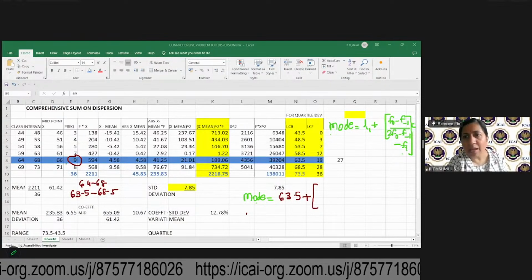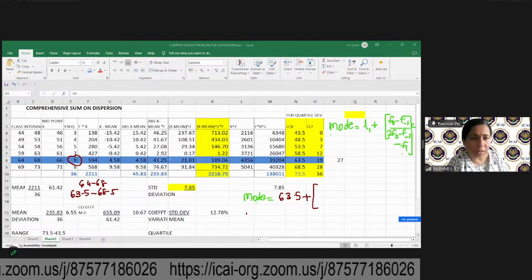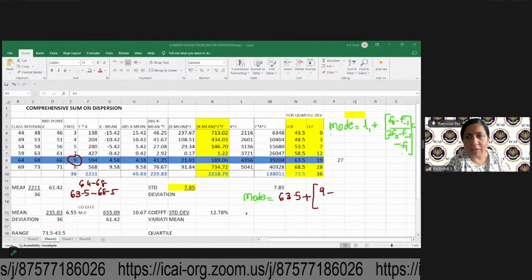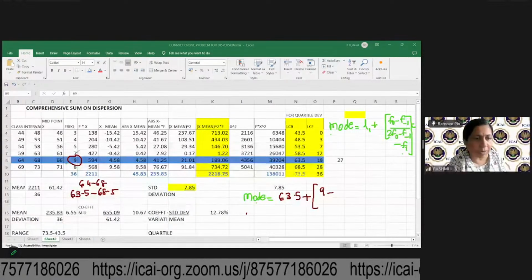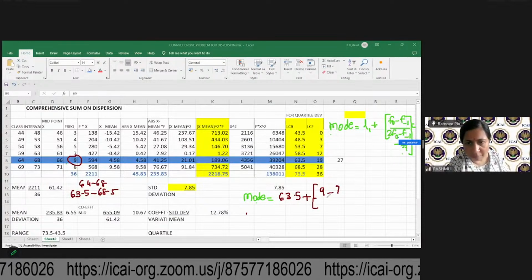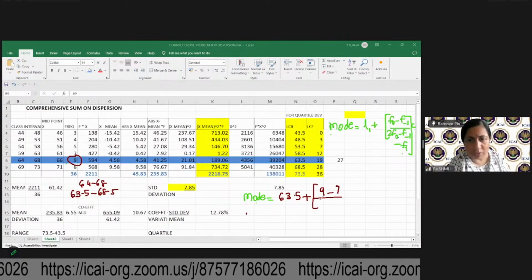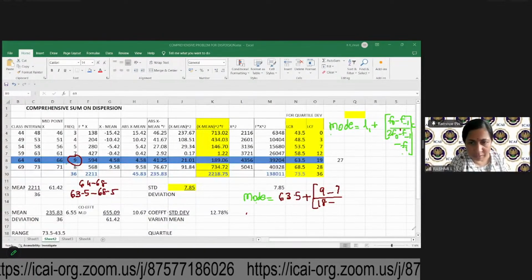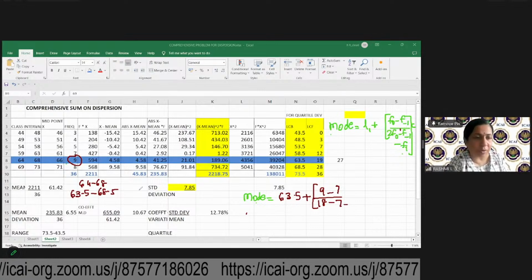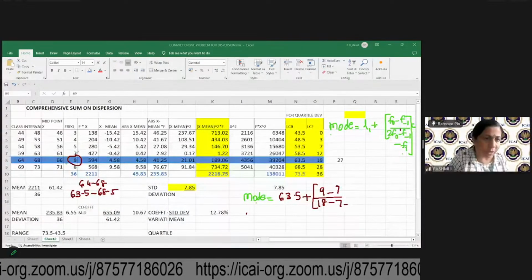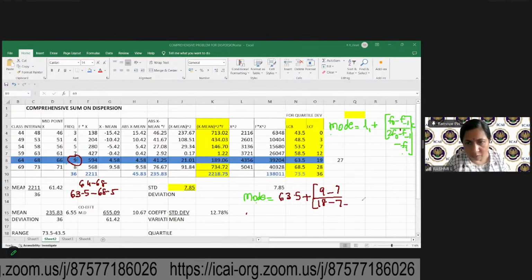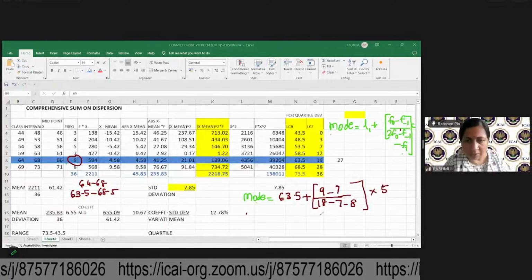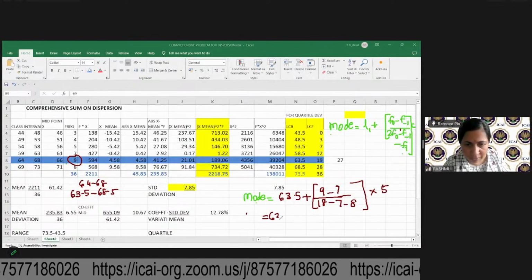Plus f0, frequency of the modal class. What is the frequency of the modal class? 9, minus the frequency of the pre-modal class. The one above 9, what is it? 7, upon 2 times f0. 2 times f0 is 2 into 9, that is 18, minus f of minus 1. f of minus 1 is 7, minus f of 1, meaning pre-modal and post-modal. Pre-modal is 7, post-modal is 8. So minus 8, into C is 5. So can you calculate this bracket?